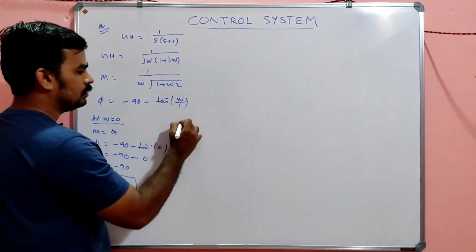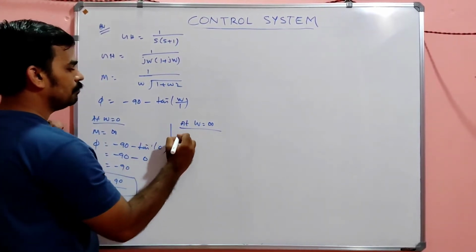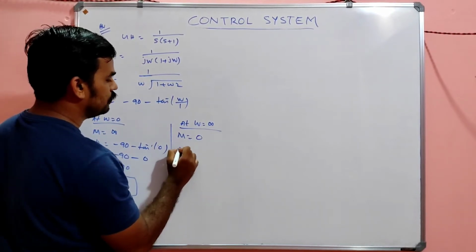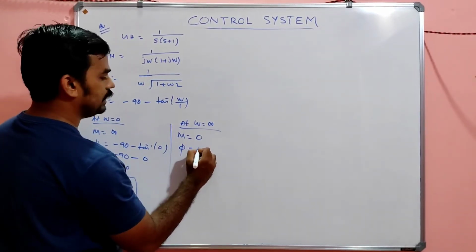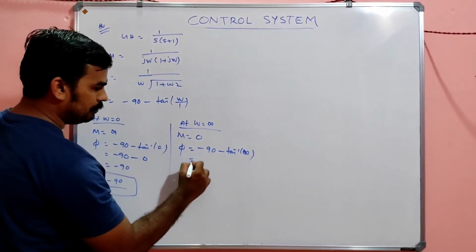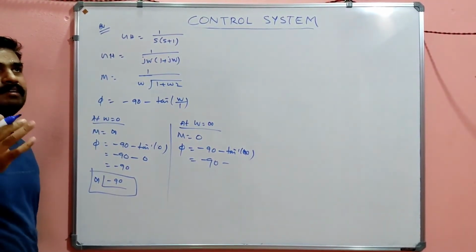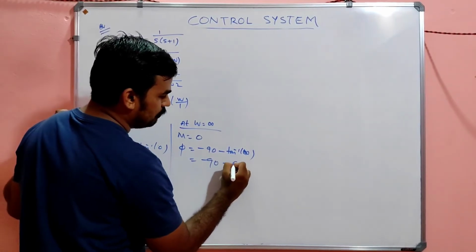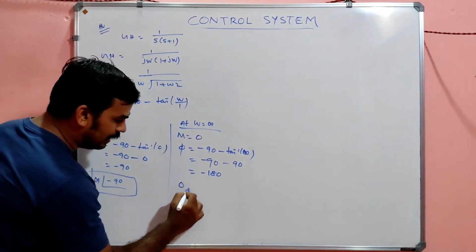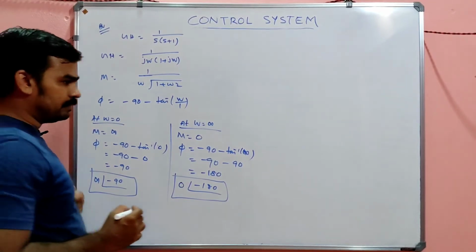Okay, and what is it at omega equal to infinity? Magnitude will be 1 by infinity, so 0. And what will be the phase angle now? Phase angle will be minus 90 minus tan inverse infinity. Tan inverse infinity is sin 90 by cos 90, which is infinite, so it will be 90 degrees. So minus 90 minus 90, minus 180 degrees is the total angle. So the magnitude versus angle representation will be 0 angle minus 180. This is the complete representation.